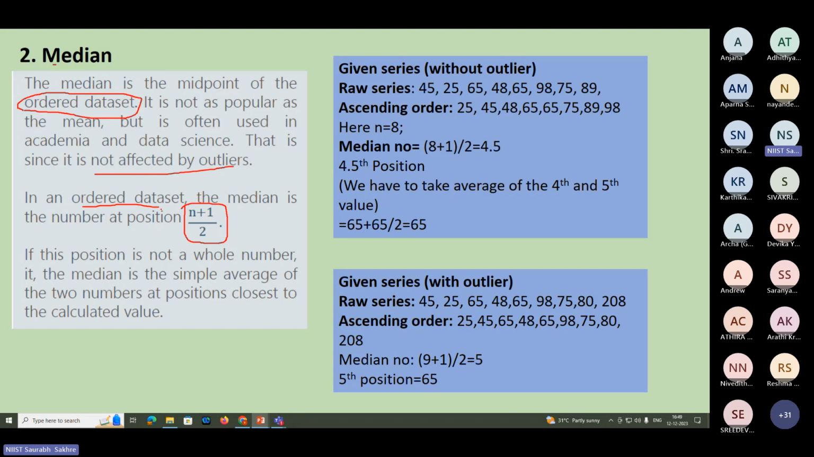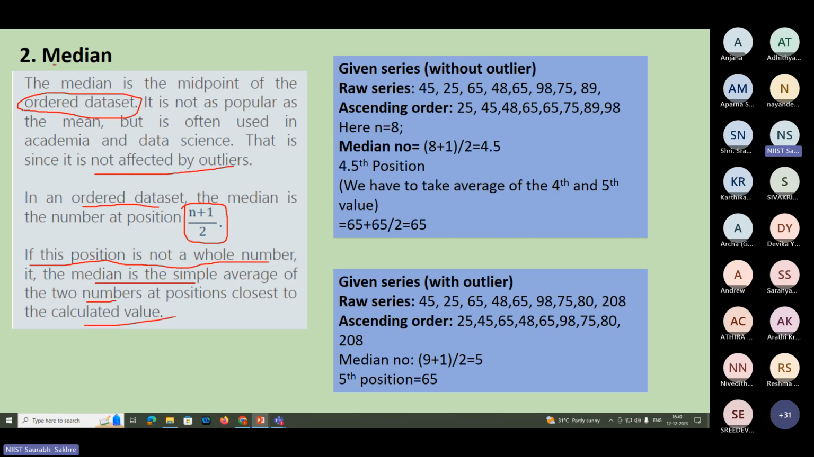Okay, the median is the number at a position. Here you have to keep in mind, I'm not seeing numbers, rather, I'm seeing the position of the numbers. Okay, there is a difference. In mean, I was seeing the numbers itself. I was doing plus minus in that only. But in median, I'm just seeing the position of that number. And if this position is not a whole number, then the median will be the simple average of the 2 numbers at position closest to the calculated value.